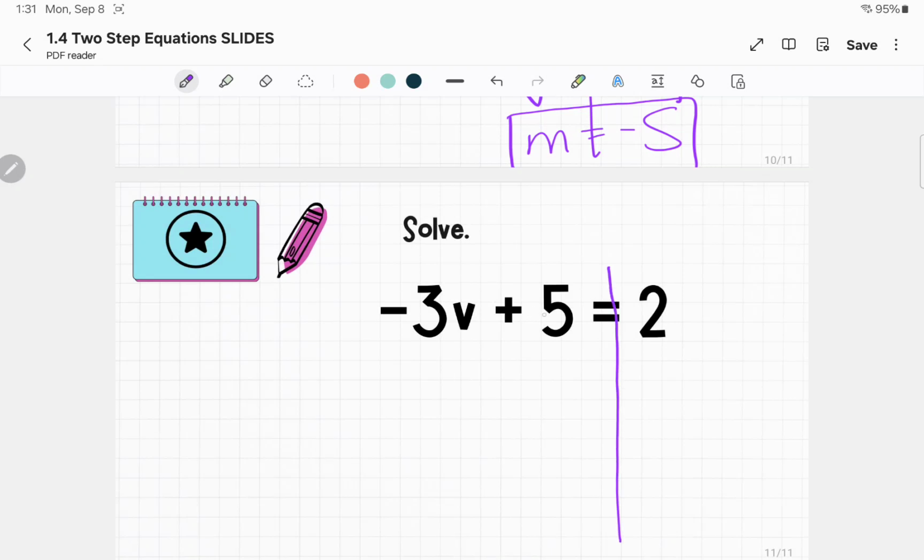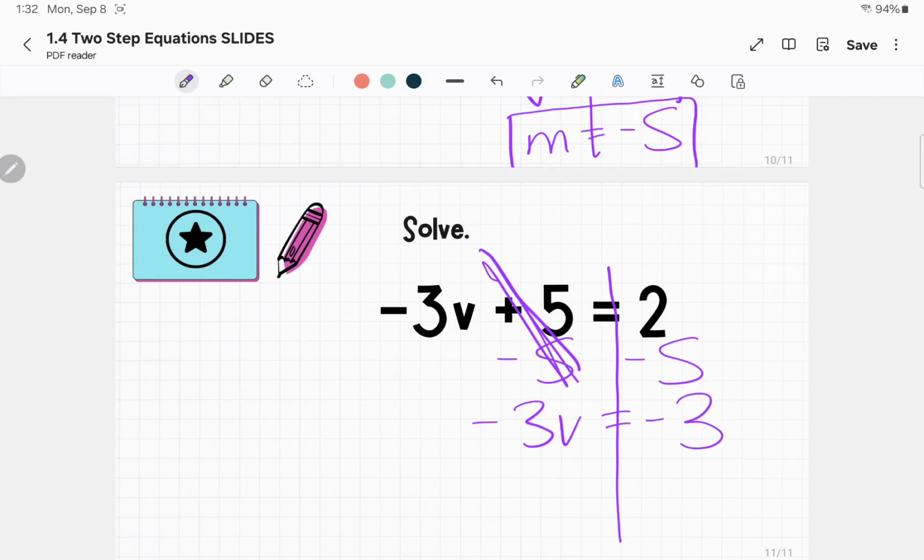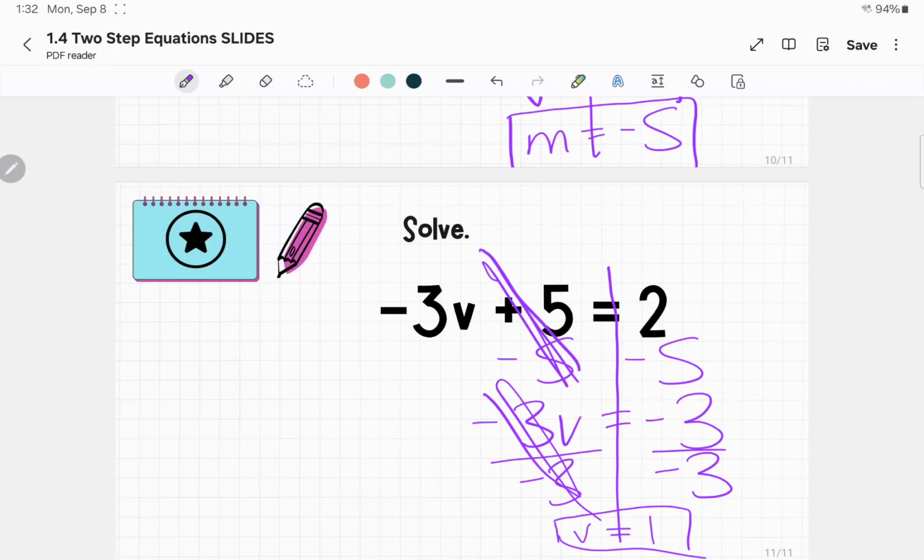So I want to undo, or I want to cancel out this plus 5 by subtracting 5 from both sides. That leaves me with negative 3v on the left. And then 2 minus 5, these are gone, 2 minus 5 is negative 3. So my last step, and if you notice the pattern here, my last step in all these are just dividing, because when these are next to each other, that means multiplying. The opposite of that is dividing. So we're going to divide by negative 3 both sides. So those are gone. I'm left with v is equal to, and negative 3 divided by negative 3 is positive 1. So my answer is v equals 1.